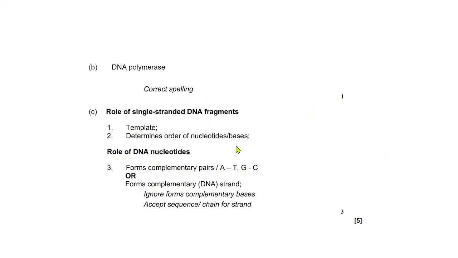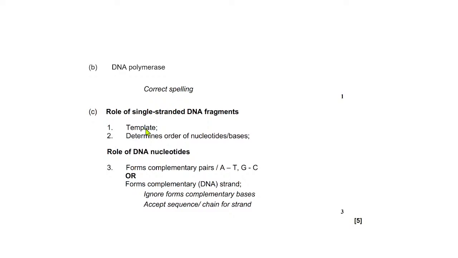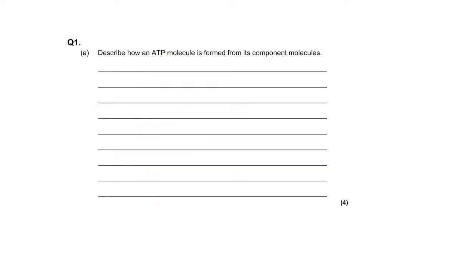So we've got the idea of DNA polymerase. If I had read it more carefully, DNA polymerase is the one you want. The only thing I didn't say was the template determining the order of the bases, and then forming your base pairs. So I should have said that.